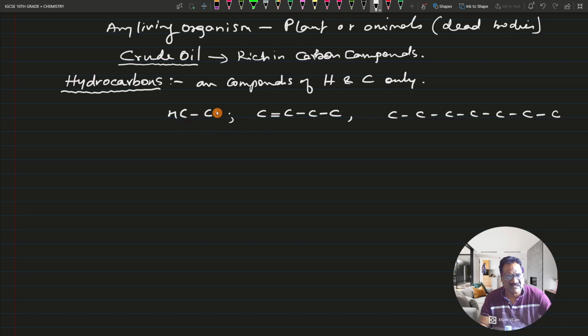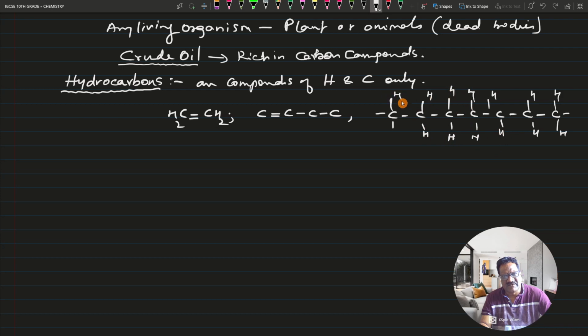So suppose this is CH, 1, 2, so CH2, something like that. So these are all known as hydrocarbons. You will have some hydrogen also attached to this. So these are hydrocarbons, basically compounds of hydrogen and carbon only. Understood? Now what happens is these hydrocarbons, depending upon their chain length, can be divided into certain categories.